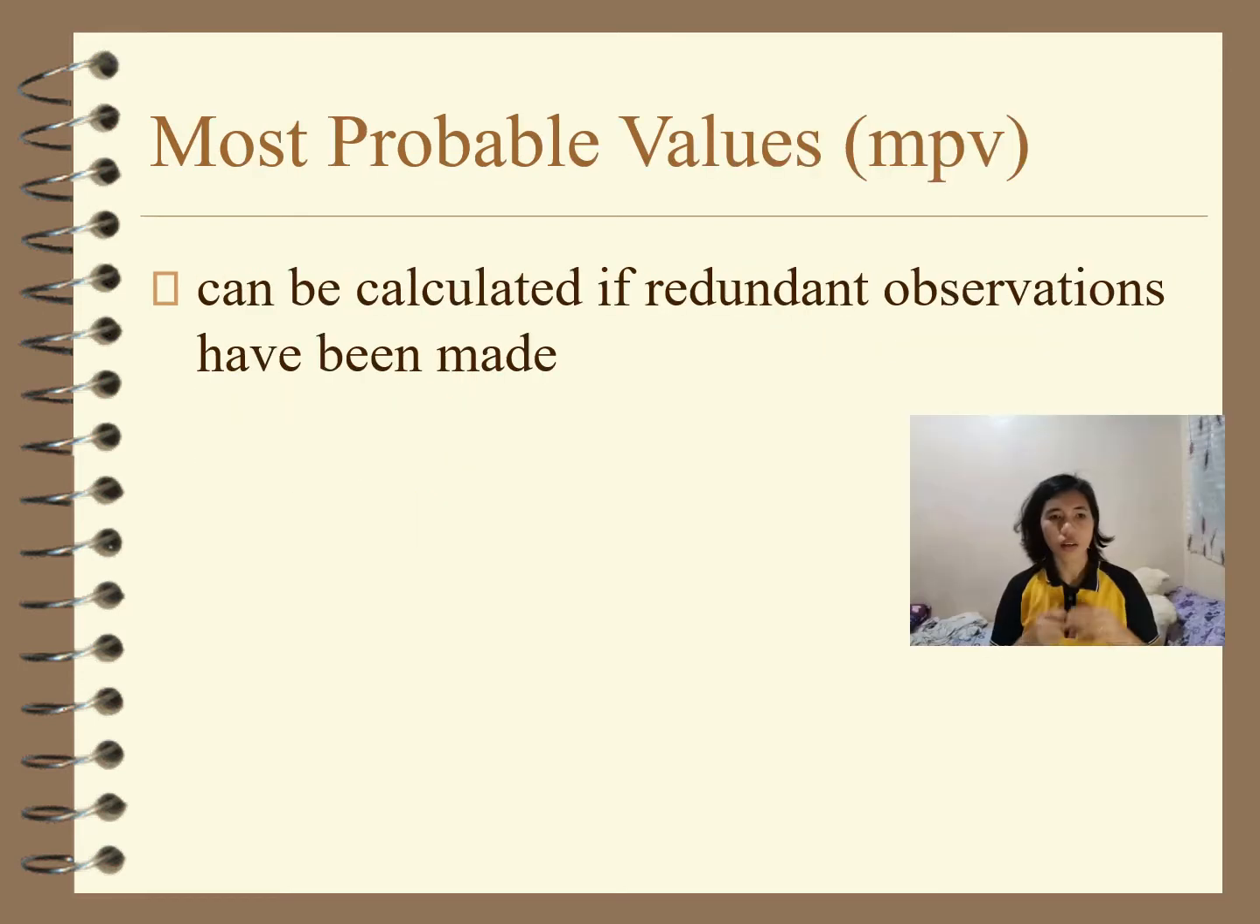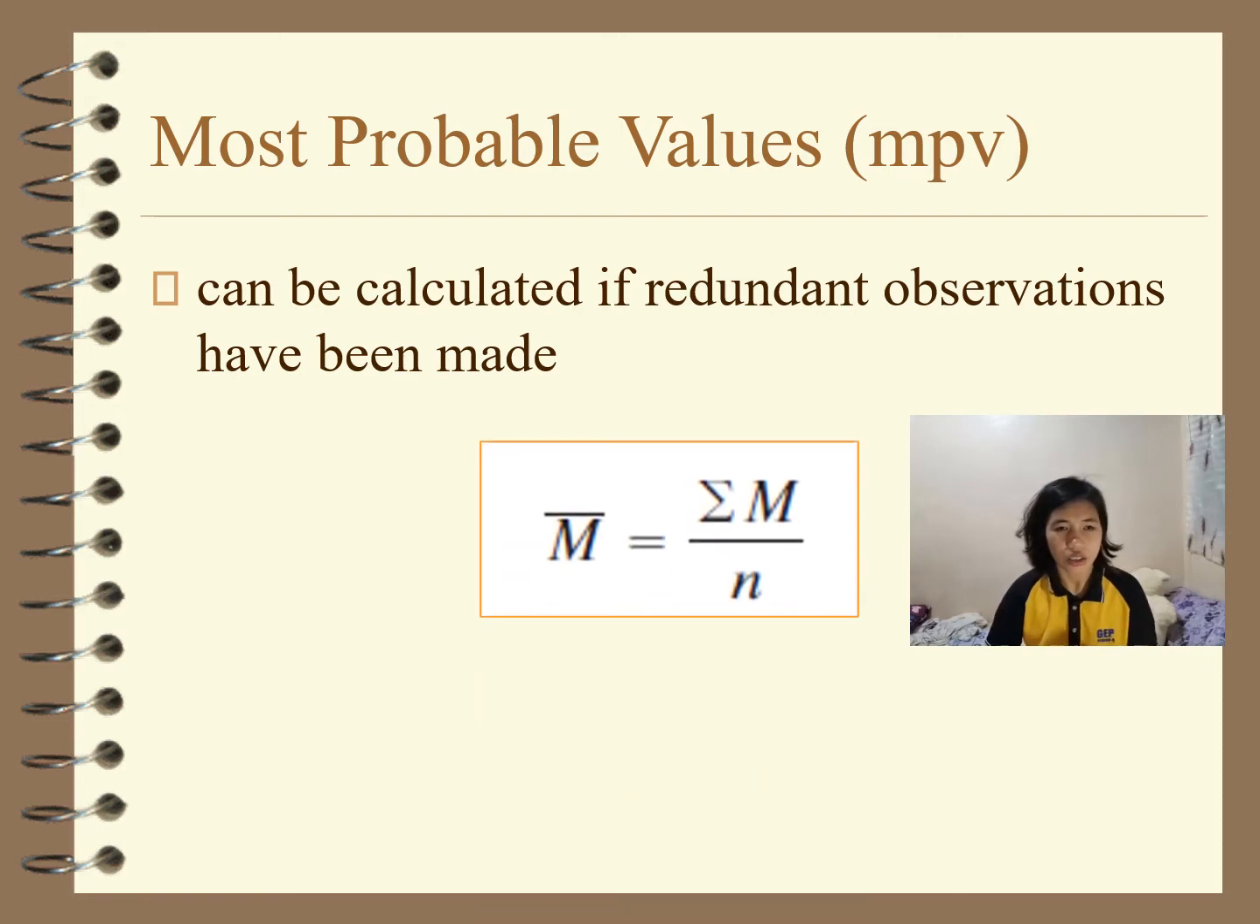Okay, let's go to the most probable value. So, this is the MPV. Again, this can be calculated if redundant observations have been made. So, pwede lang siya kunin if redundant yung ating pag-observe ng mga values. So, the formula in determining the MPV, this is just the average of your redundant observations, where M bar is your MPV, summation of M is the summation of individual redundant observations, and n is the number of observations.